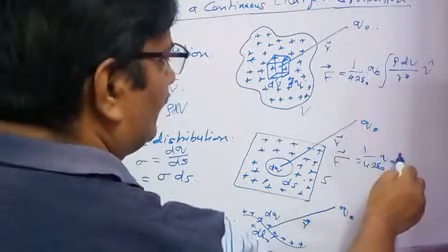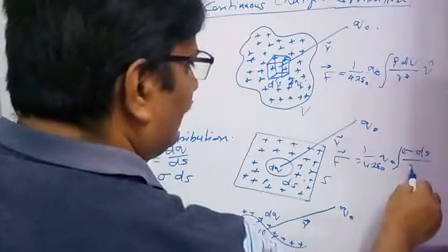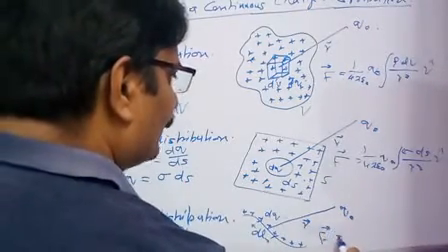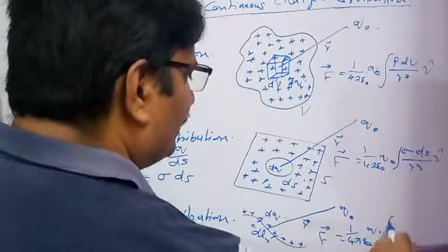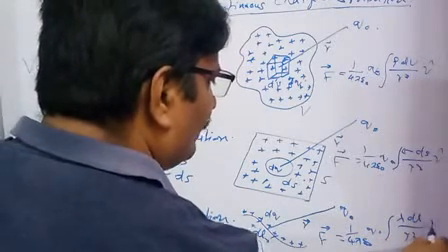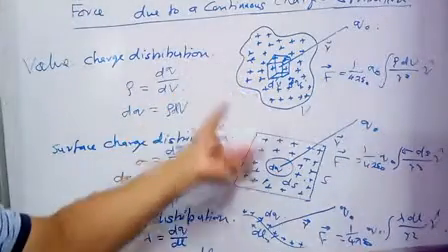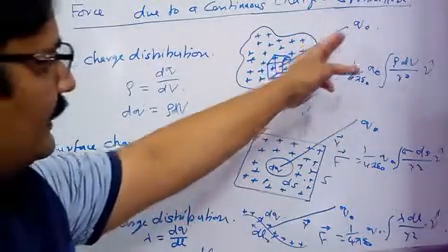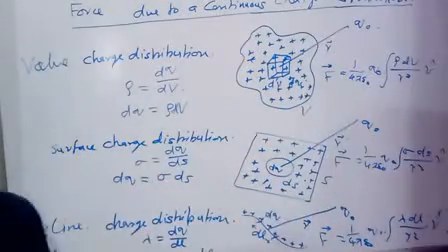Q naught is the point charge. Integral sigma ds divided by r square into r cap. In this case, the value of the force F is equal to 1 by 4 pi epsilon naught q naught multiplied by integral lambda into dl divided by r square into vector r cap. So in this way, for any continuous charge distribution, we can find the value of the force acting on a given point charge in the presence of that charge distribution.